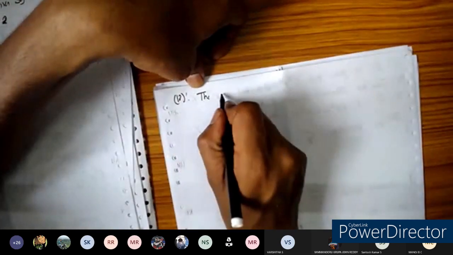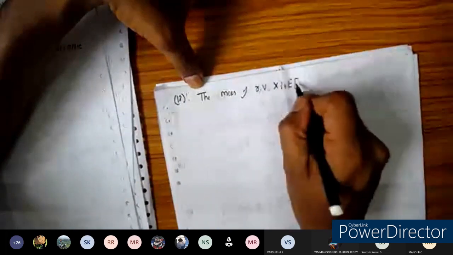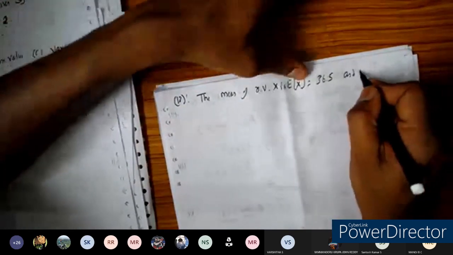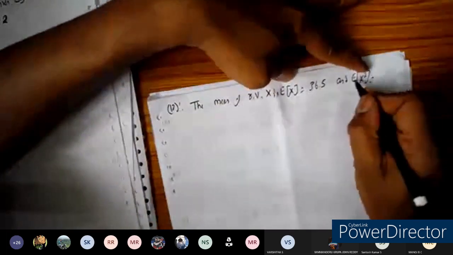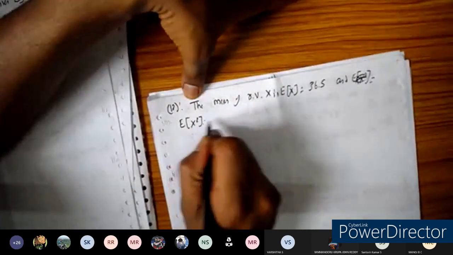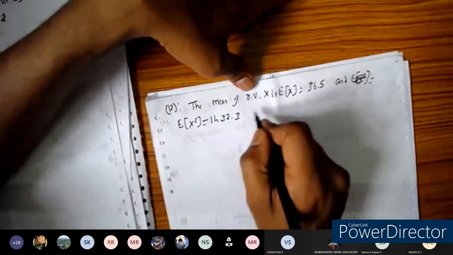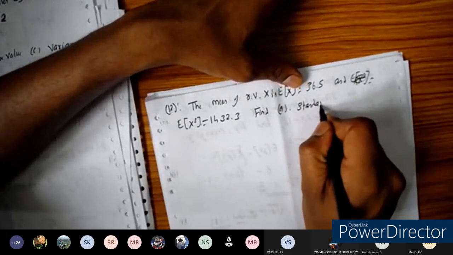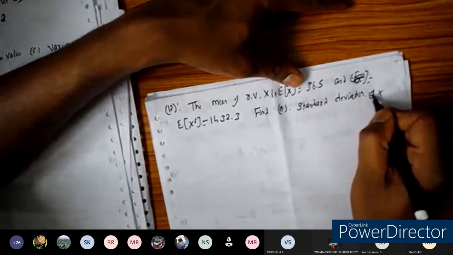Problem number 12. The mean of the random variable x, so the expected value of x, is equal to 36.5, and the expected value of x square is equal to 1432.3. First, find the standard deviation of x.